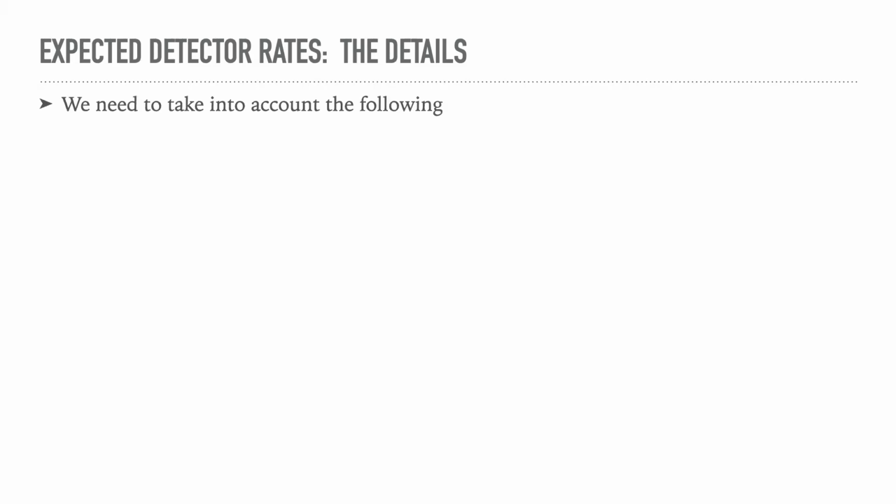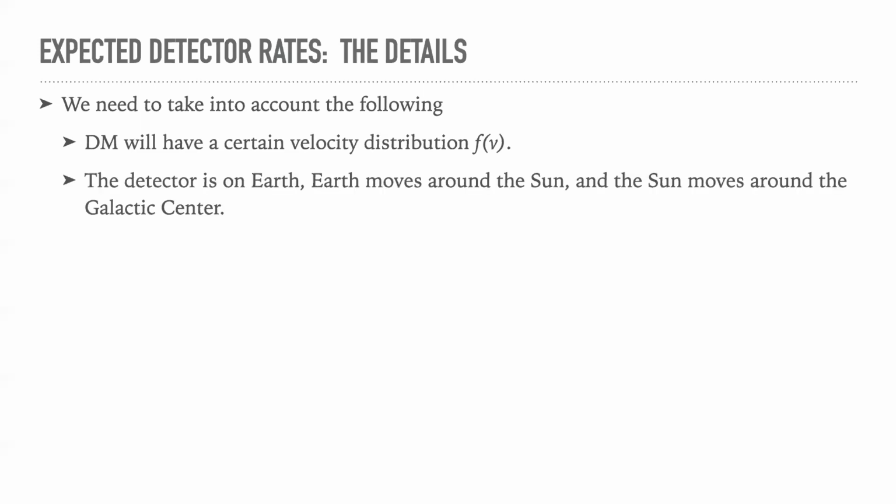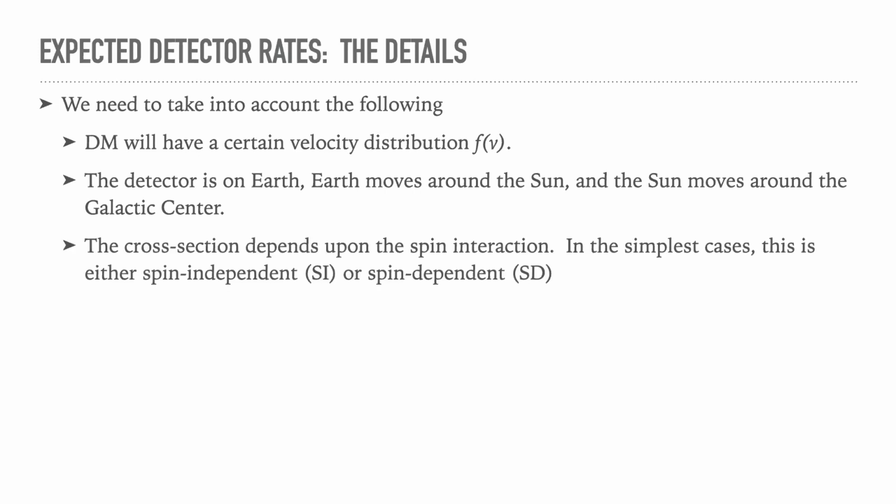So we need to take into account the following things. The first is that the dark matter will have a certain velocity distribution, and that velocity distribution may modify what our event rate is. The dark matter detector is on Earth, and the Earth moves around the sun, and the sun moves around the center of the galaxy. So this is something else that we need to take into account when we're trying to come up with the event rate.